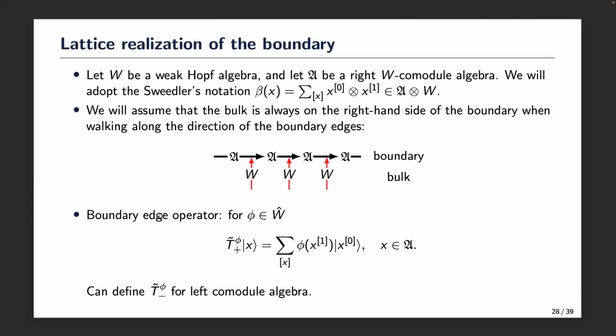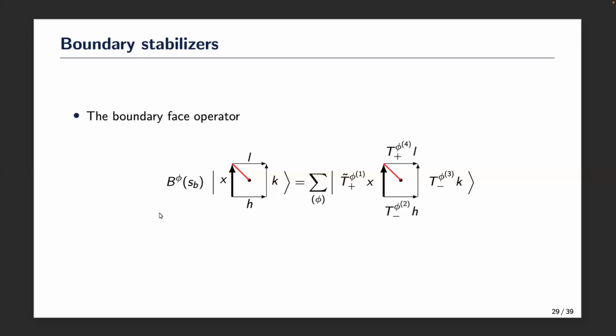So we need to define the local operators. Well, we need to introduce a boundary edge operator, T tilde phi here, using the coaction. Because this element belongs to W, we can evaluate this component by an element in the dual. So this notion is well defined. And for left comodule algebra, we can define T tilde minus similarly as before.